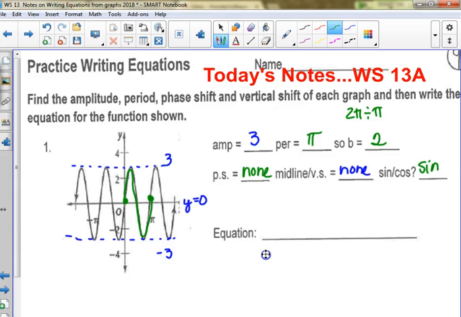Can anybody fill all that in? We decide to do a sine. That's it. It has no vertical shift or phase shift, right? And the book wouldn't bother to put those parentheses. I would prefer you put them, especially because we're going to get to some that have phase shifts and vertical shifts. All right.